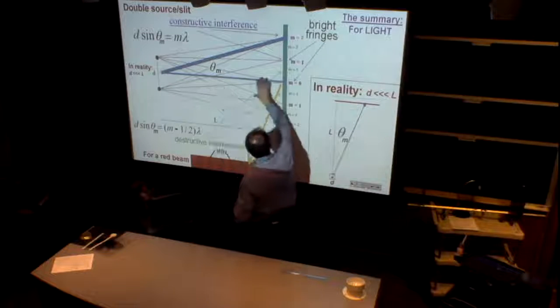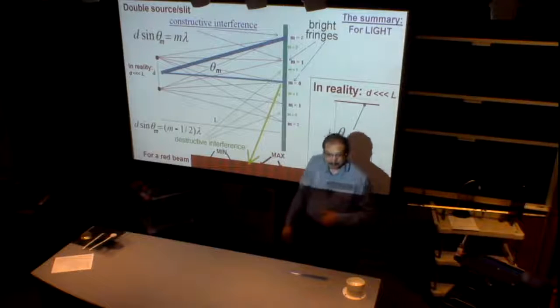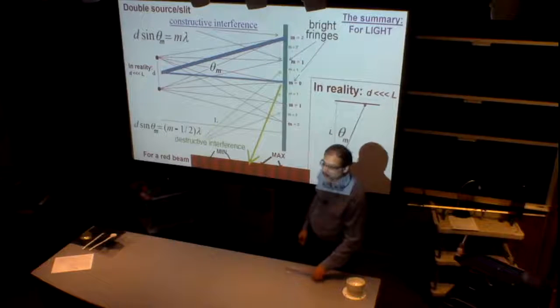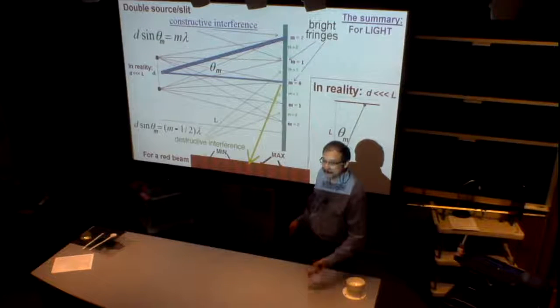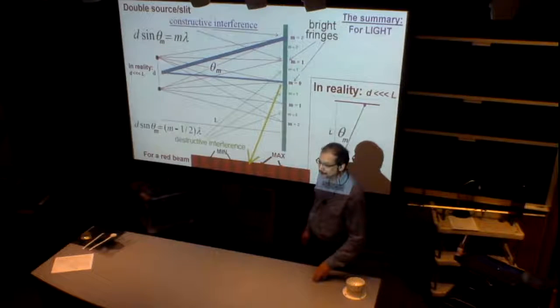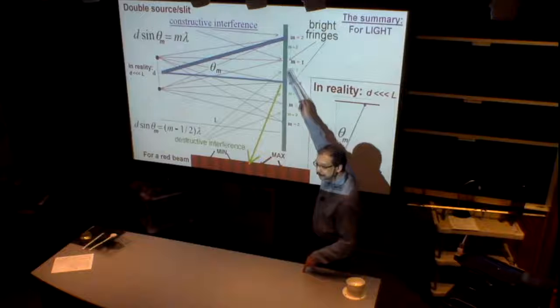And light travels away, interferes. On the screen, we see maxima. How do we call them? The one in the middle we call central. And then to the right and to the left of the central maximum, we observe the first and the second.